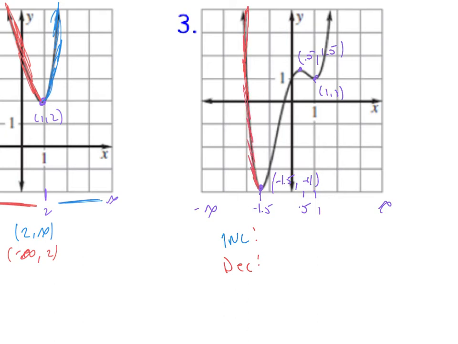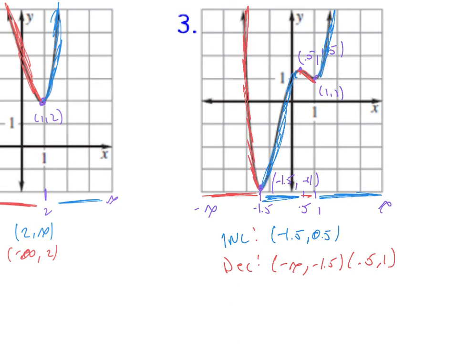So we go decreasing, then we switch, we go increasing, then we switch, we go decreasing again, and then we switch and we go back to increasing. It always alternates. So I'm increasing from here to here and here to here, and I'm decreasing from here to here and here to here. So -infinity to -1.5, and then 0.5 to 1. And my increasing lines are -1.5 to 0.5, and then from 1 to +infinity.